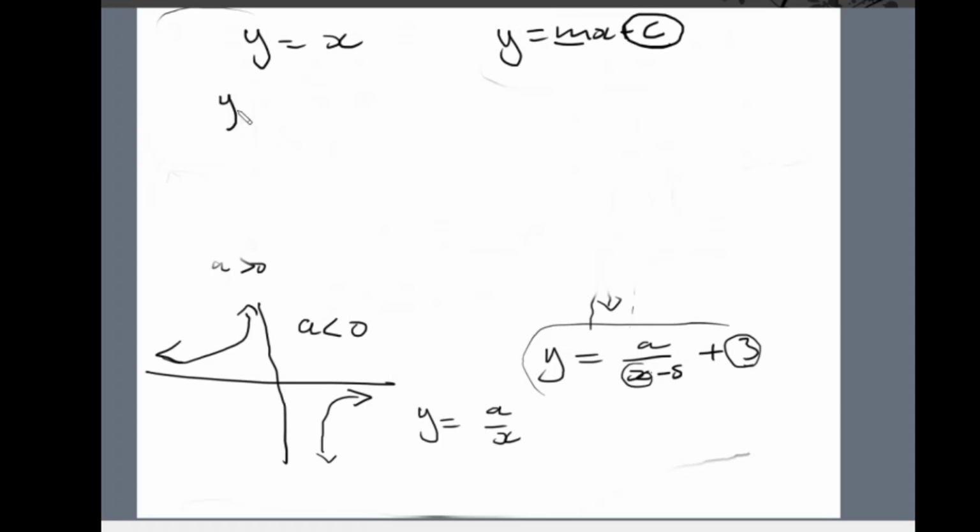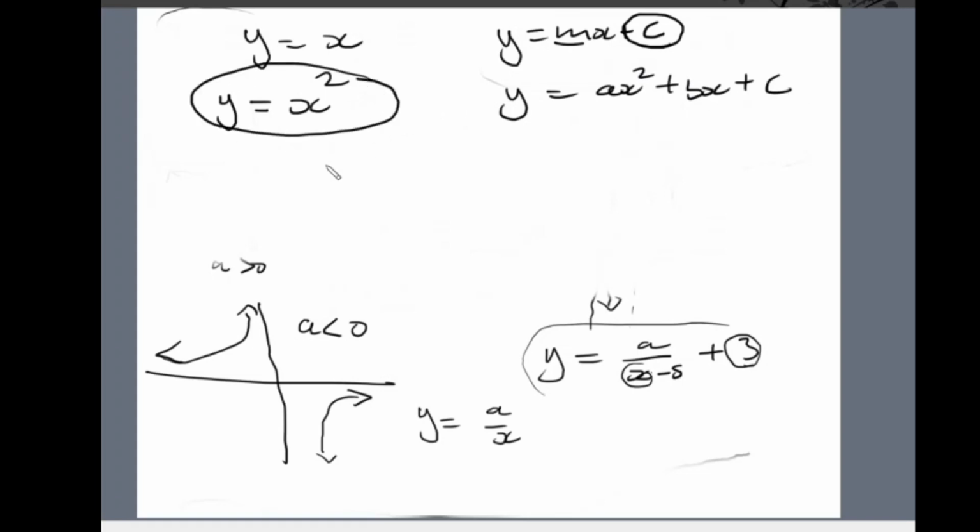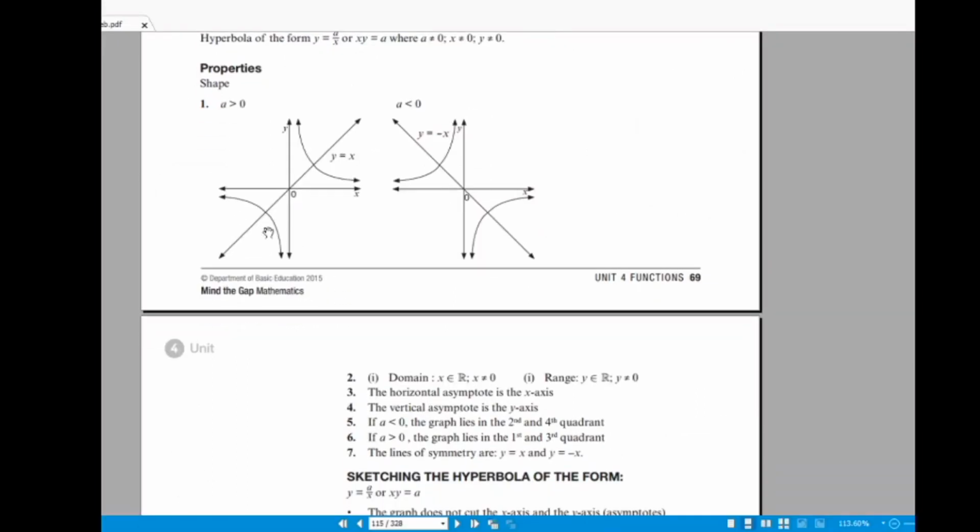And then the standard parabola will be y equals x squared. The other forms, ax squared plus bx plus c, are simply transforming this original form, right? So it's the same thing with the hyperbola. The standard form is y equals a over x. The other forms we obtain simply by shifting this original form by p units horizontally and q units vertically, right?